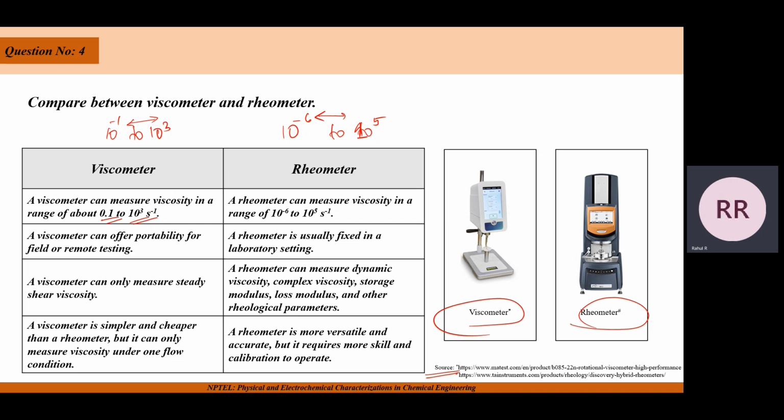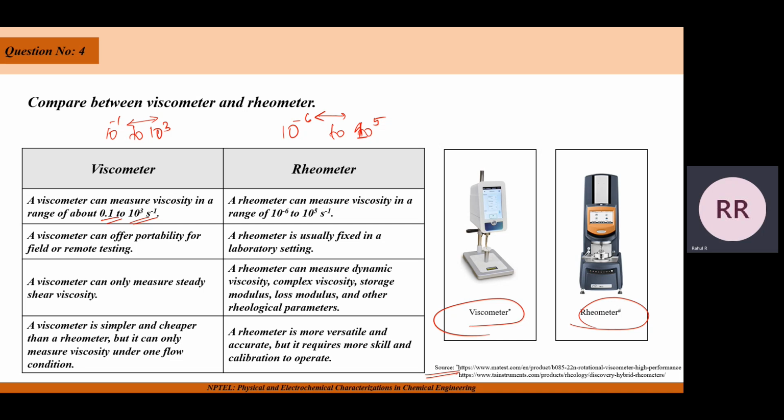Now, a viscometer can offer portability for field or remote testing. A rheometer is usually fixed in the laboratory setting. So when portability is your main parameter, you are supposed to go for a viscometer. There are conditions where people actually take the instrument into the field and do certain measurements. But in most general cases, when people do their study inside a laboratory, they prefer the rheometer because it is much more versatile. Portability is one of the major issues. A viscometer is portable, whereas a rheometer is not that portable.